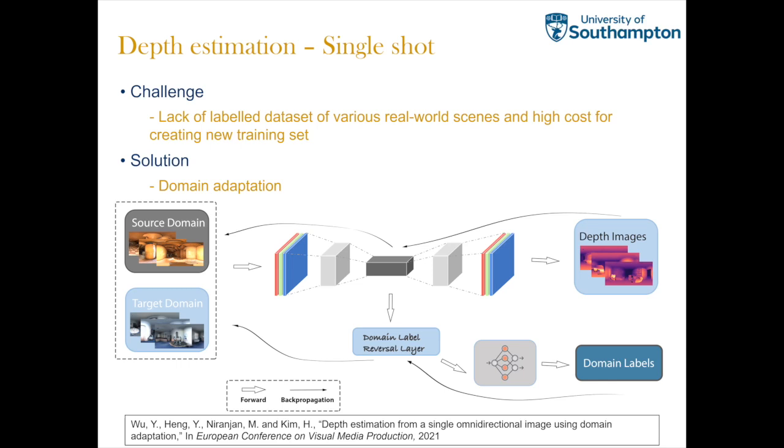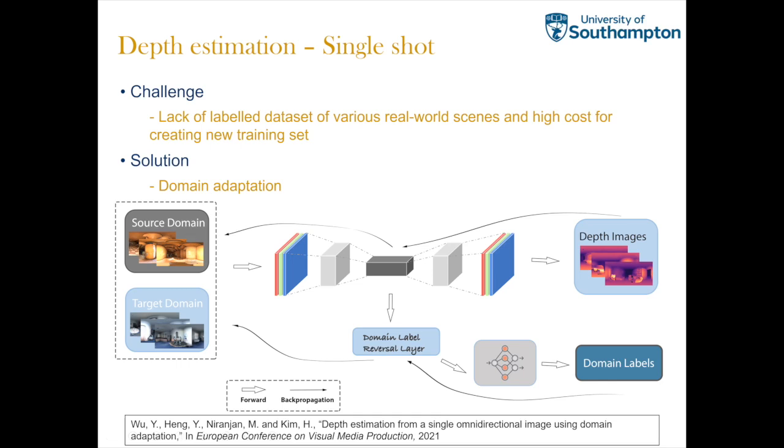So we need ground truth for 360 images. But getting 360 depth is much more complicated than with normal cameras. So we have a greatly limited labeled data set. Therefore, we use a technique called domain adaptation to cover the lack of labeled data. I'm not sure if I have enough time to introduce the details. It is used when we have enough data sets for certain domains, certain scenes.